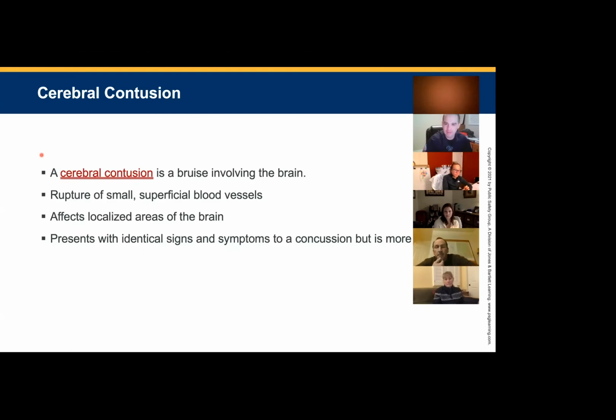So we cannot tell the difference between a brain bleed and a concussion. The only way we're going to be able to tell the difference is to send them to an emergency room and get a head CT to assess for any kind of bleeding. If there's no bleeding on the head CT, then it's assumed they have a concussion. So the difference between a cerebral contusion and a concussion is that with a contusion, we have some bleeding happening on the brain, and we need that individual to get a head CT.